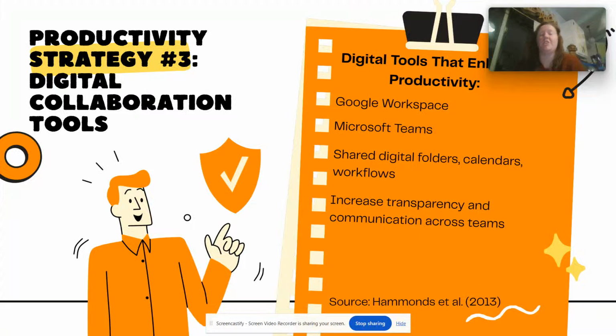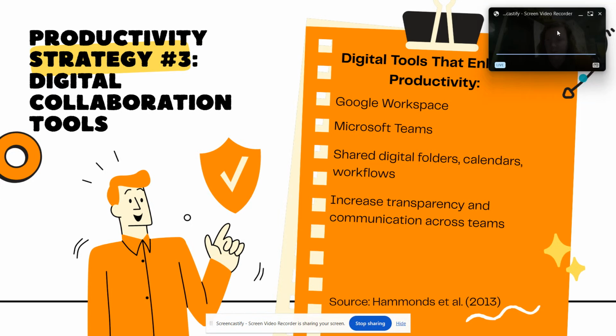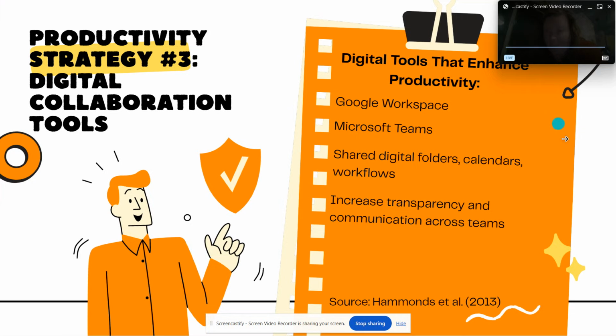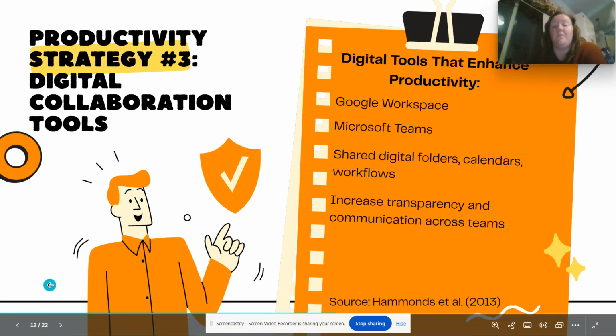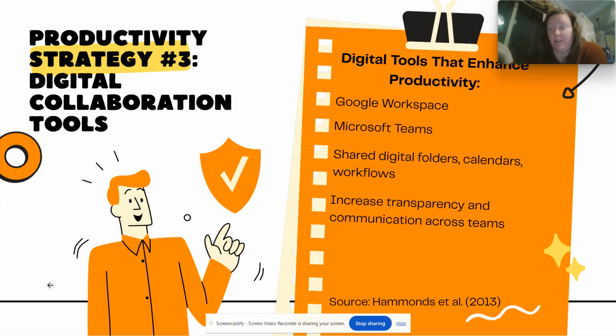The productivity strategy number 3 we're going to talk about is using digital collaboration tools. So we need digital tools that enhance productivity. So in our school, if I was presenting this to my school, I would say we could use Google Workplace. We do use Microsoft Teams. We have shared digital folders, calendars, workflows. We have Canvas. We have a shared drive, a shared Google Drive. We have that website for resources for our school. We can use all of those to our benefit.